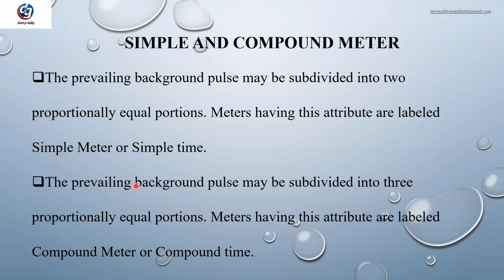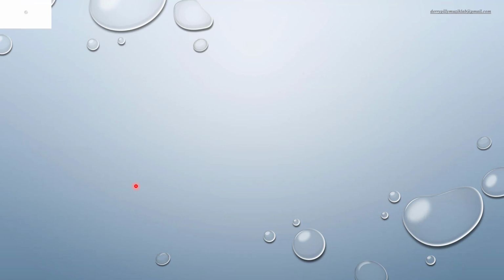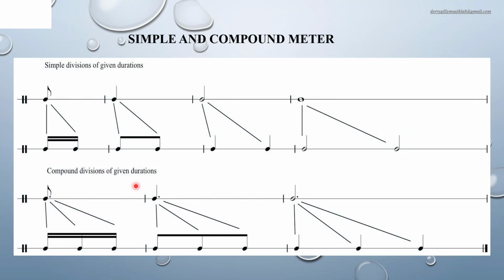And we name meters according to two criteria. The very first one is, is it simple or compound time? And how many prevailing background pulses are grouped together? So let's look at how this can be achieved. Now, if we look at this diagram over here, we can see that the meters have been grouped.